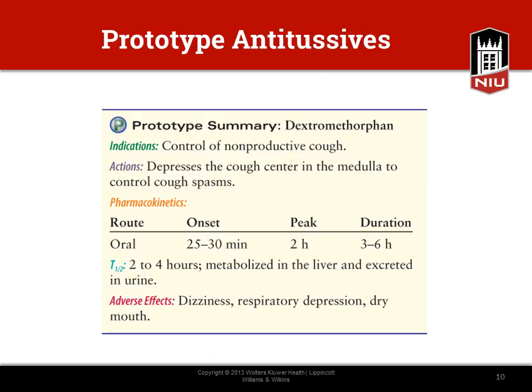Our prototype is dextromethorphan, which is found in children's Robitussin, children's Theraflu, Delsym, Robitussin 12-hour cold relief, Vicks DayQuil. Again, it suppresses the cough center in the medulla to control cough spasms. It has a pretty quick onset, usually about half an hour. The downside is that it can only last 3 to 6 hours, so we might be taking it QID or up to 6 times a day. Again, adverse effects are CNS things such as dizziness, respiratory depression, and we also talked about dry mouth.